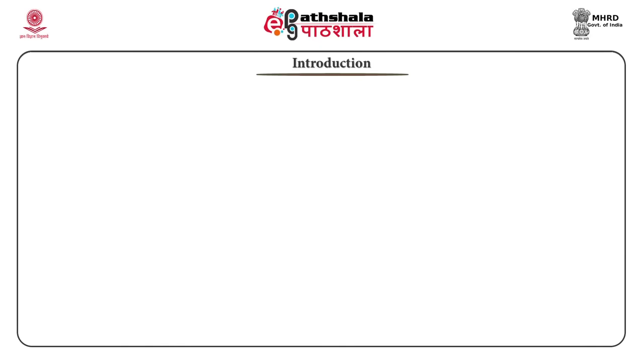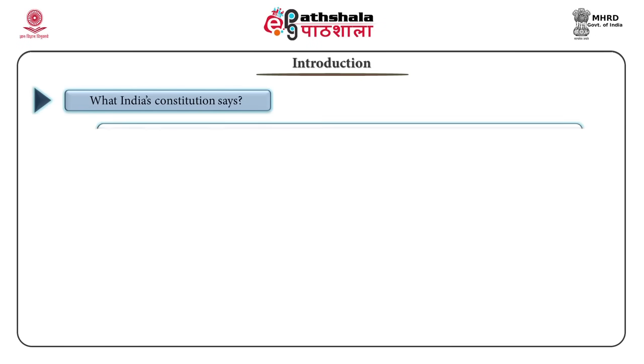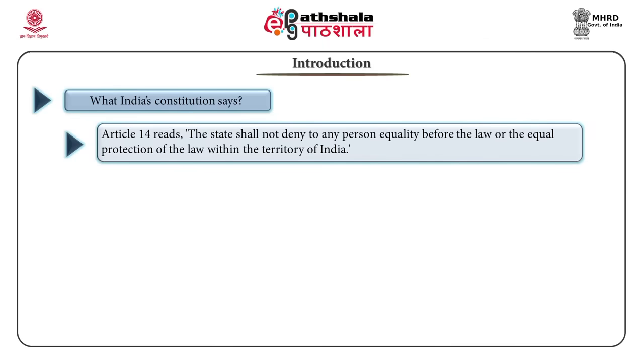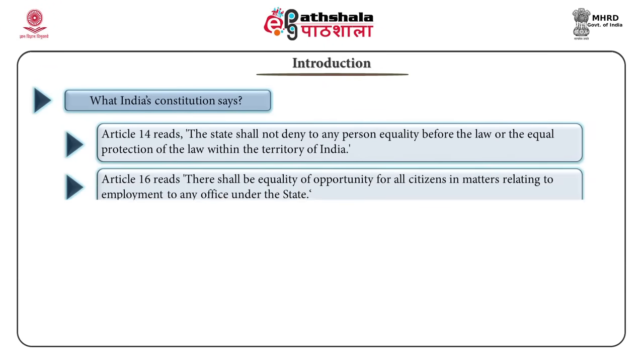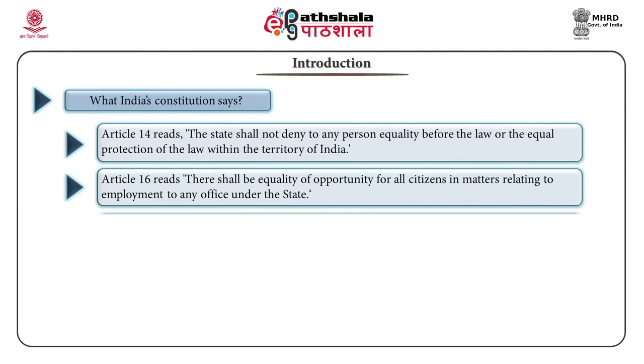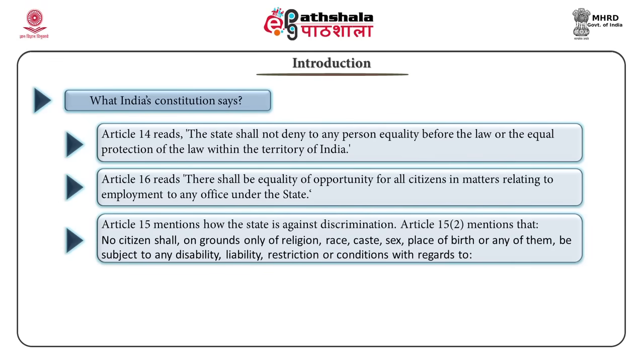In Article 14, you find, "The state shall not deny to any person equality before the law or the equal protection of the law within the territory of India." Article 16 reads, "There shall be equality of opportunity for all citizens in matters relating to employment to any office under the state." Article 15 mentions how the state is against discrimination.